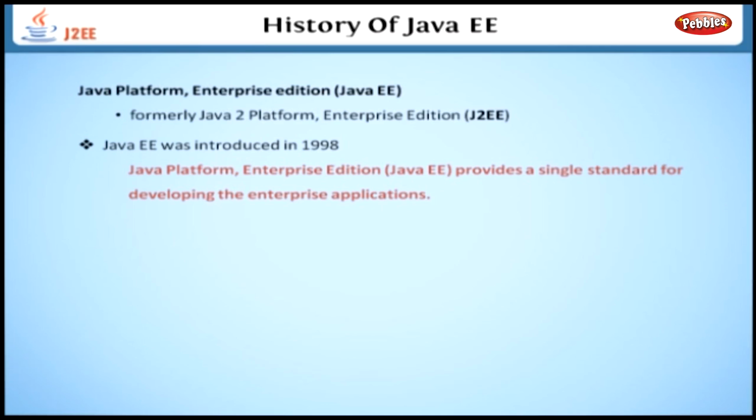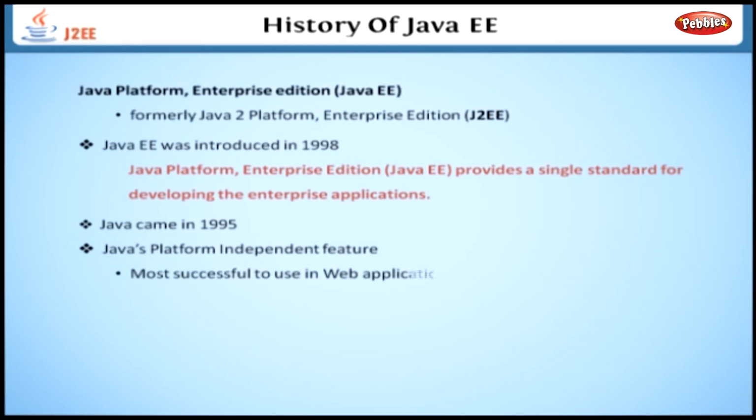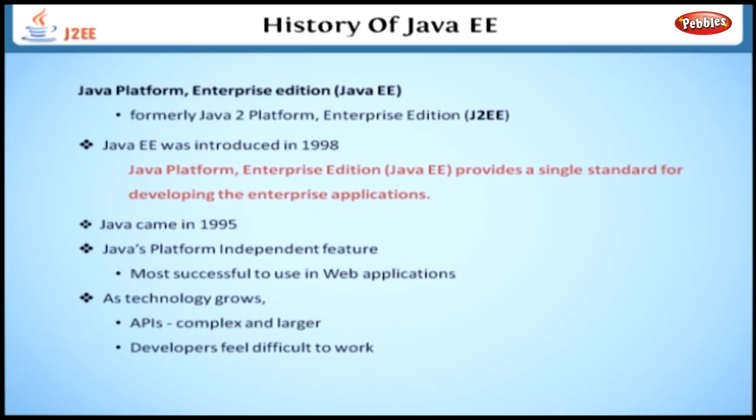Before stepping into Java EE, let's discuss its history. Initially, Java came into the market with full power in 1995. Until now, Java's platform-independent feature makes it the most successful language to use on web applications. As the technology grows, the standards and the APIs become very complex and larger. The developers also find it very difficult to work with those APIs during application development.